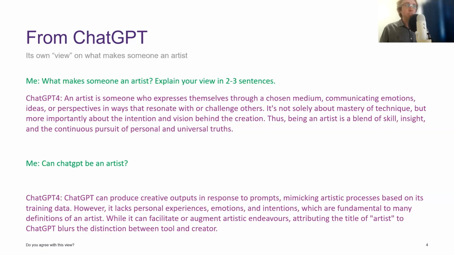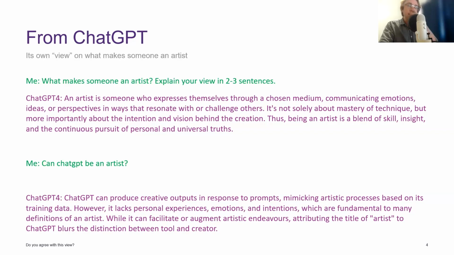So then I asked the follow-up question, well, can ChatGPT be an artist? And it said, ChatGPT can produce creative outputs in response to prompts, mimicking artistic processes based on training data. However, it lacks personal experiences, emotions, intentions, which are fundamental to definitions of an artist. While it can facilitate or augment artistic endeavors, attributing the title of artist to ChatGPT blurs the distinction between tool and creator. Something that's worth noticing here is that it didn't really answer my question. It's implying no, but it's not taking a clear stance. It's hedging. It's hedging really badly.